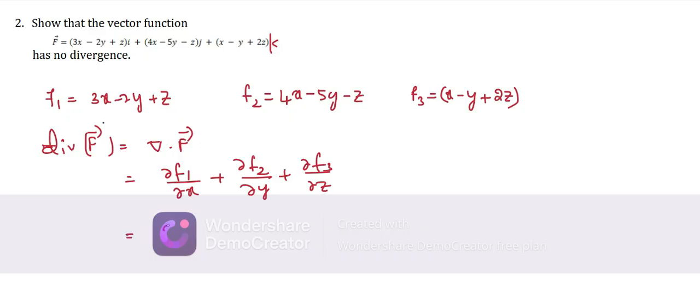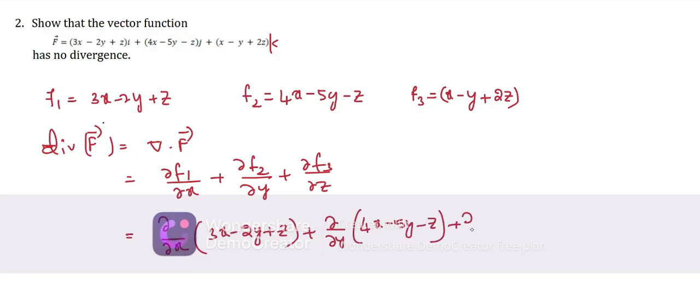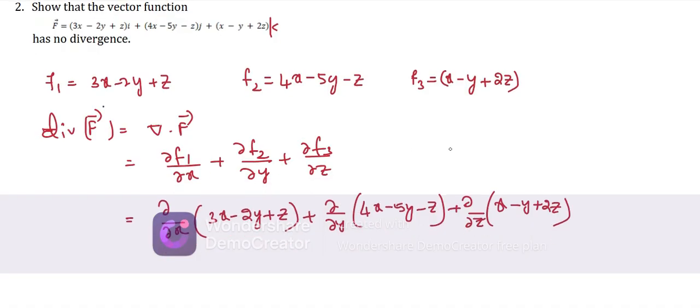Yes. So which is dou by dou x of 3x minus 2y plus z, plus dou by dou y of f2, which is 4x minus 5y minus z, plus dou by dou z of x minus y plus 2z, right? Okay, so now we need to calculate the partial differentiation.